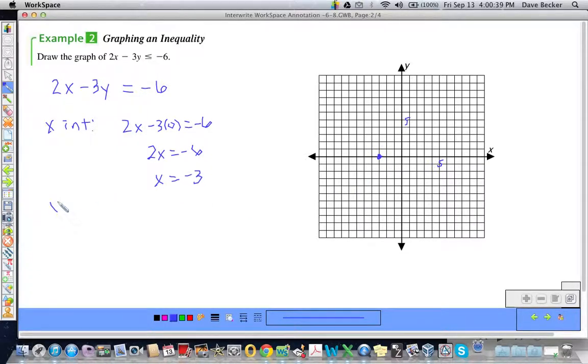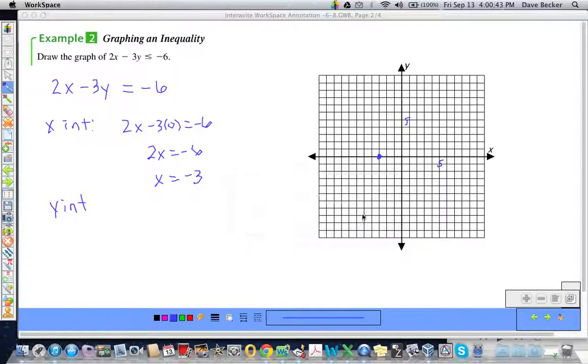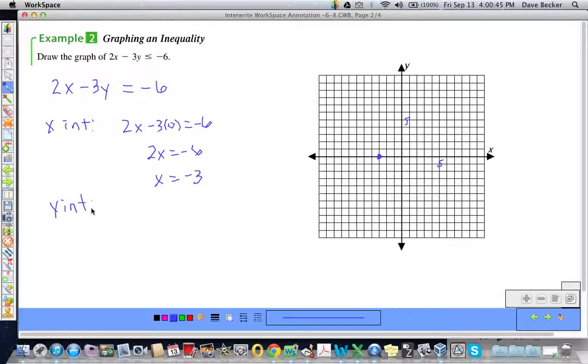And then for the y-intercept, we're going to let x be 0. So that would be 2 times 0 minus 3y equals negative 6. So divide by negative 3, and we get y equal to 2. And that's right there.